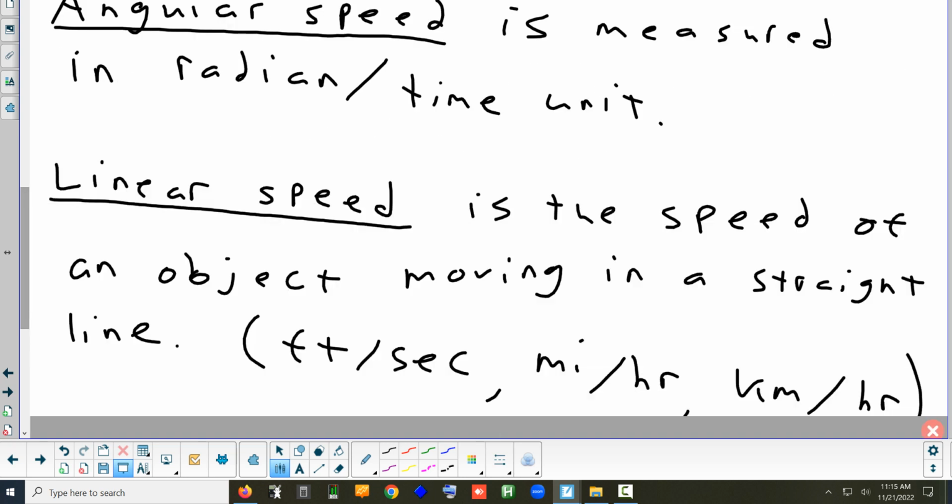So linear speed would use units that measure in a straight line, right? Radians, degrees, and revolutions measure something spinning on a circle. How much of a circle did you complete? Feet would never be used to measure that. If you had a ruler, think about it, it's straight. So you're measuring something from point A to point B. Same with miles and kilometers. Those are straight line units.